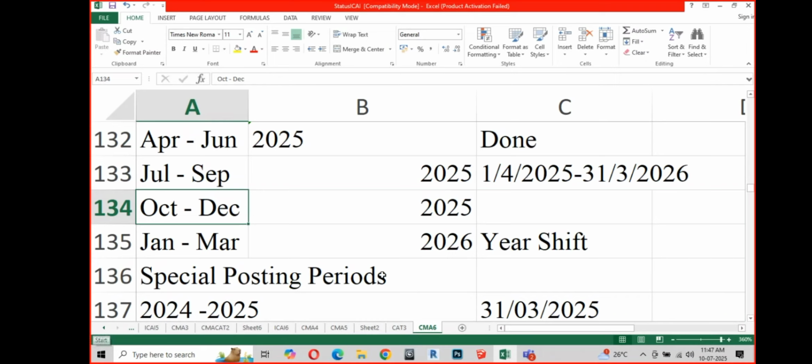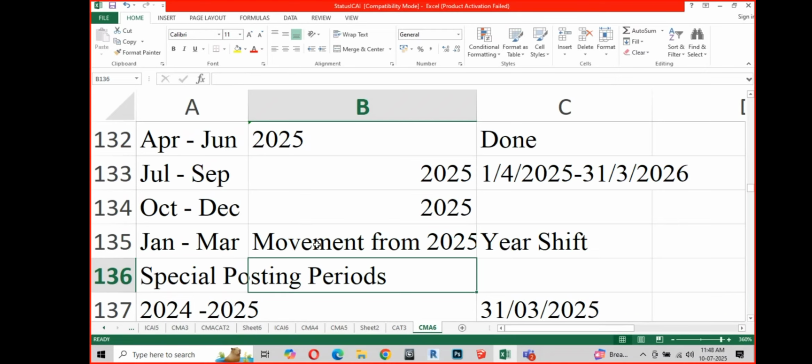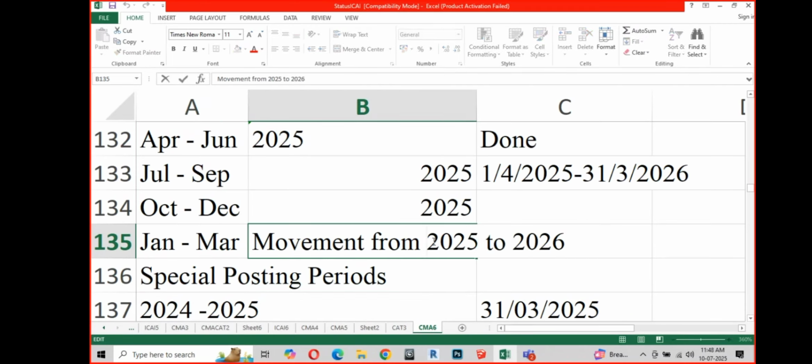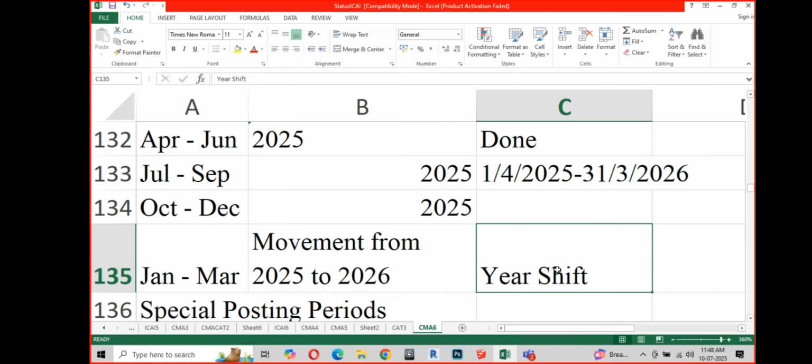Movement from 2025 to 2026 is called a year shift. I hope I'm clear. How this is being achieved, that's a different story. How we do it in SAP comes later, but this is your year shift.